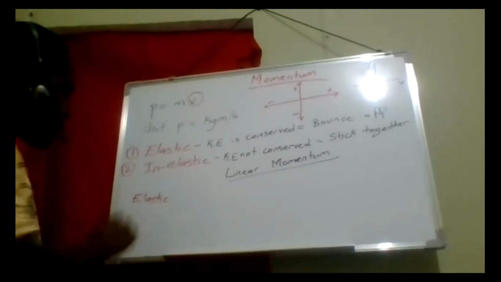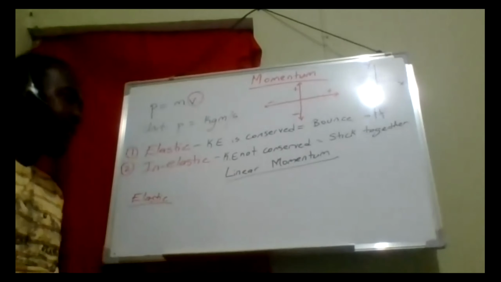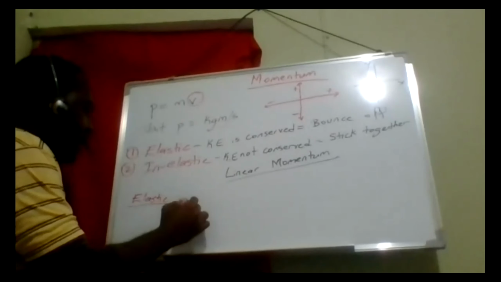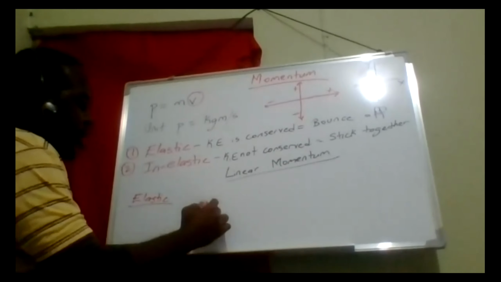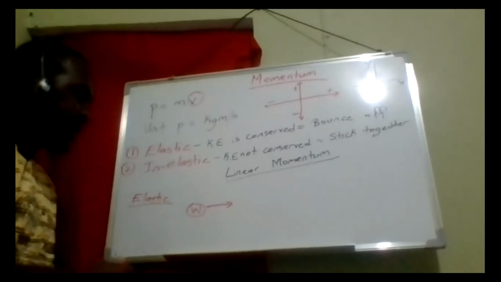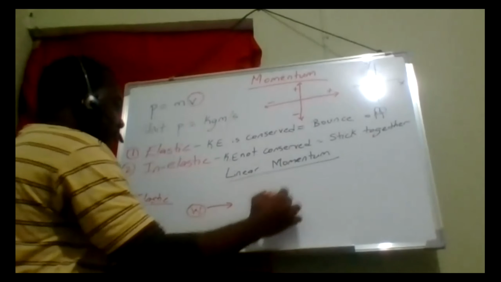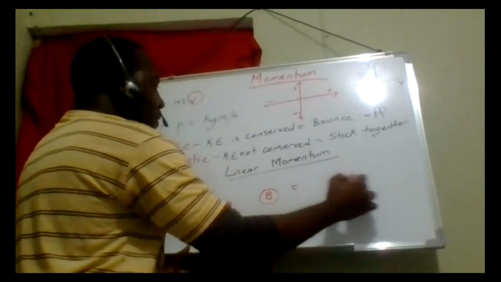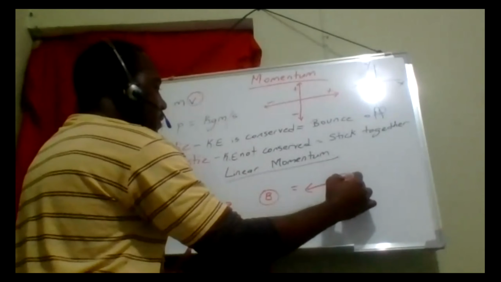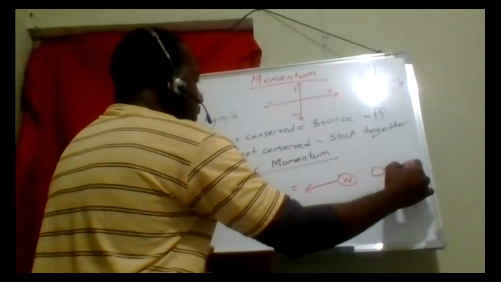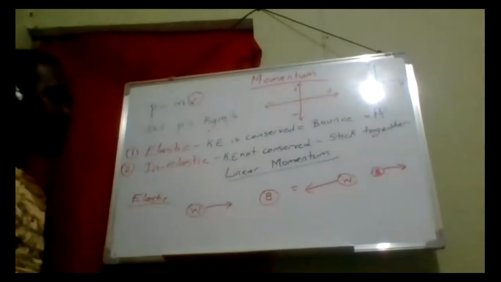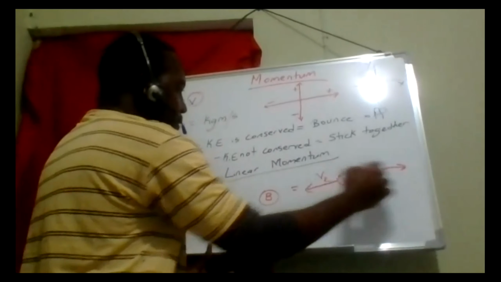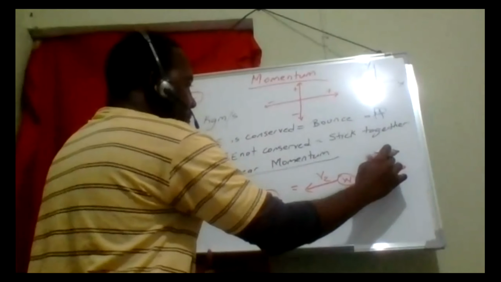All right, so let's look at the elastic collision case. We're going to use a pool table. So we have the white ball, and let's say we're going to allow it to move to the right. It's going to collide with the black ball, right? And then after collision, we're going to get the white ball moving to the left and the black ball moving to the right. We're going to call this V1, this is V2, and this is V3.